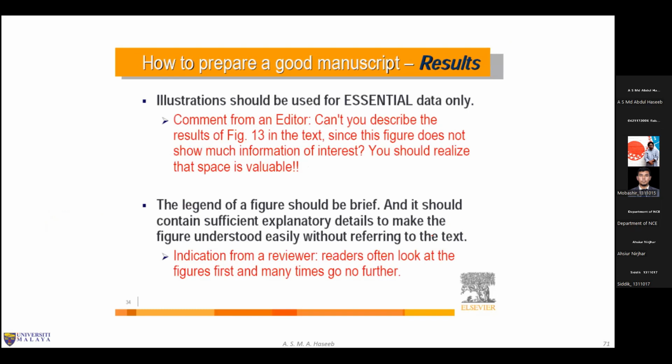And the figures that you give must have some substance, must have some data. If it contains very little information, then you shouldn't give it as a figure. Rather, you have to just describe it in a sentence or two in your text, like the comments that you can see from one editor. The editor is obviously annoyed that the author put very little information in the figure, and this information could be just written in a sentence or two.